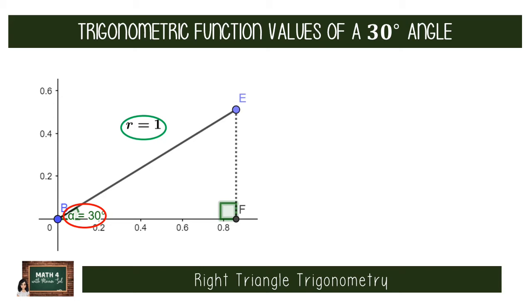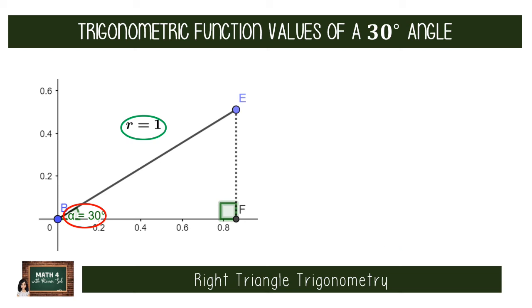In our geometry lessons, we know that if we have a 30, 60, 90 triangle, the side opposite the 30-degree angle is equal to 1/2 times the hypotenuse. Thus, the value of y, which is the opposite side of the 30-degree angle, is 1/2 times r, or 1/2 times 1, or simply 1/2.